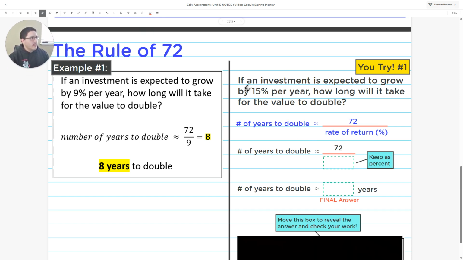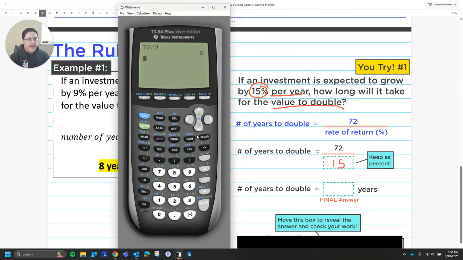So 15% per year is the rate of return. The investment is expected to grow 15% per year. That is the rate of return. How long will it take for the value to double? Value to double should signify that you're using the rule of 72s to approximate how many years it'll take to double. So 72 divided by 15, again, keep it as a percent, and then whatever answer you get will be the amount of years it takes for that investment to double.